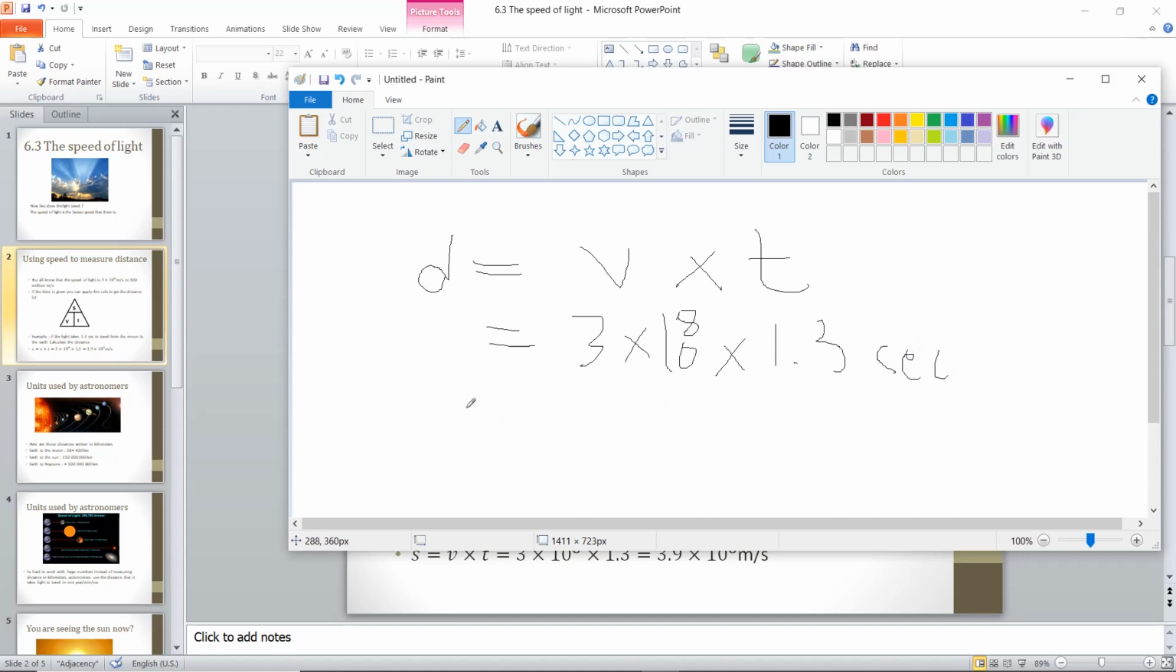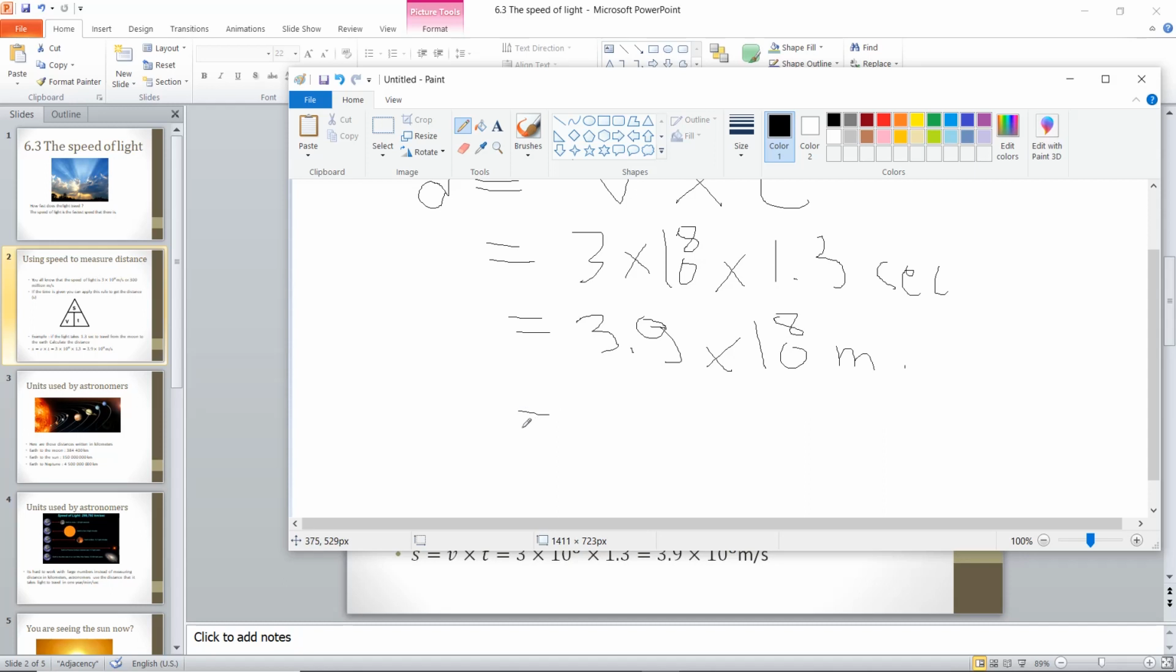So second and second will cancel each other. So 3 times 1.3 is equal to 3.9. This is 3.9 times 10 to the power 8 meters. Or you can divide it by 1000. It's equal to 3.9 times 10 to the power 5 kilometers. This is the distance in kilometers. Okay, this is the distance between the earth and the moon.